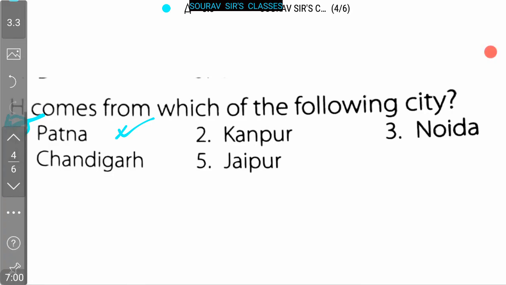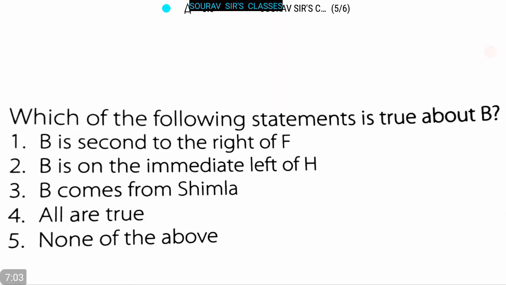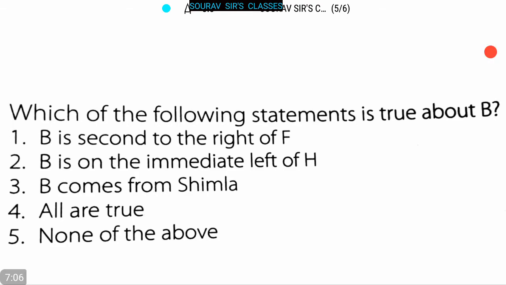Now our next question is, which of the following statements is true about B? So here 5 statements are given, and we have to find out which statement is true about B. B is second to the right of F. B is on the immediate left of H. B comes from Shimla. All are true and none of the above. So option 3, that is B comes from Shimla, is the correct answer.